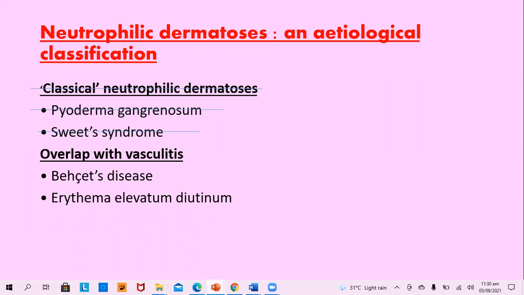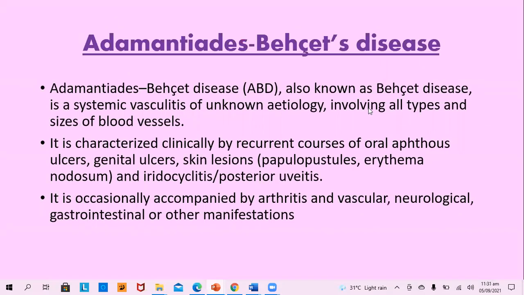Now, today I am first going to discuss two neutrophilic dermatoses with associated vasculitis. The first is Behçet's disease and the second one is erythema elevatum diutinum. Adamantiades-Behçet's disease, also known as ABD and also known as simply Behçet's disease, is a systemic vasculitis of unknown etiology involving all types and sizes of blood vessels.